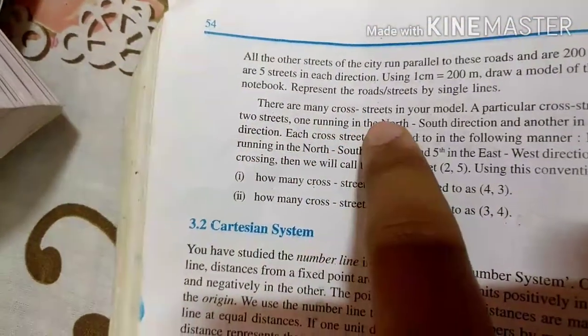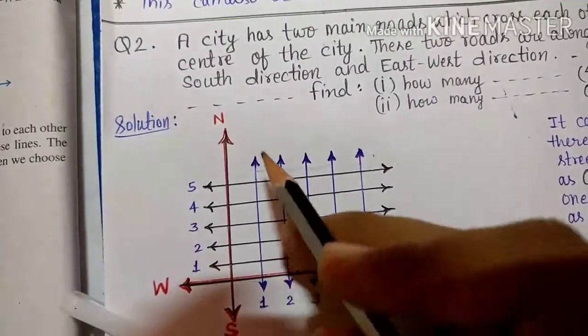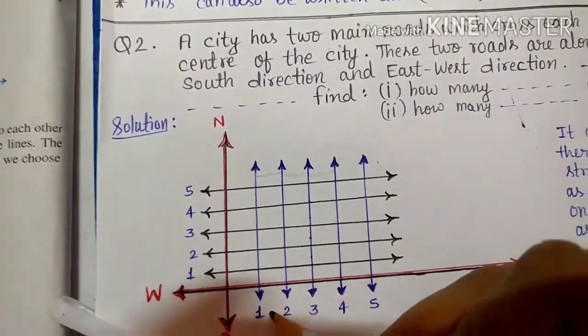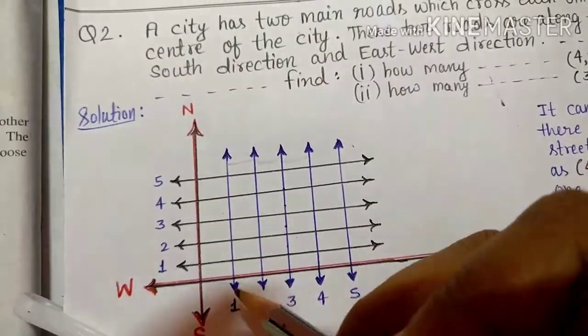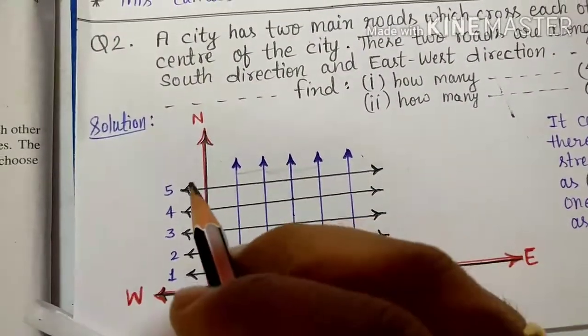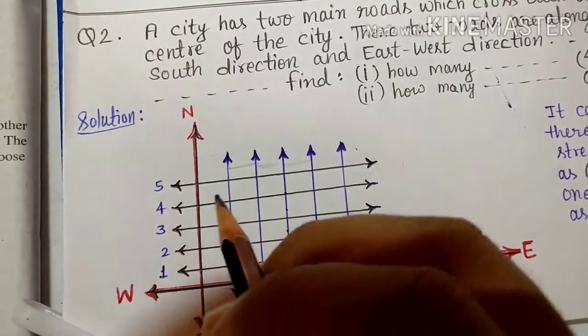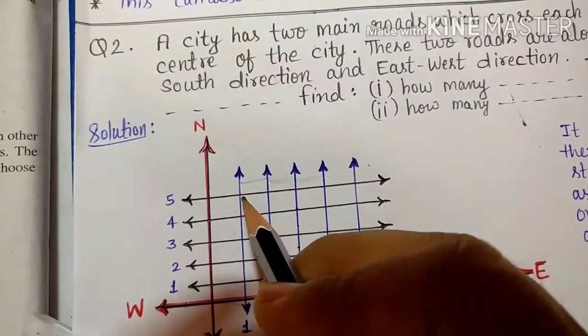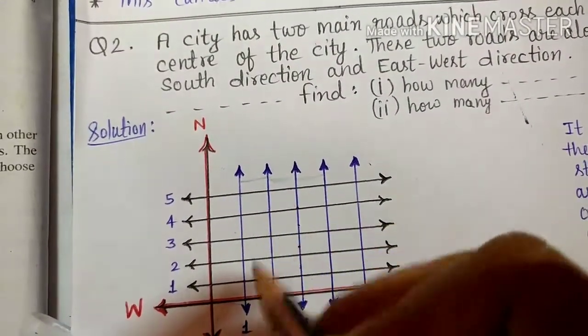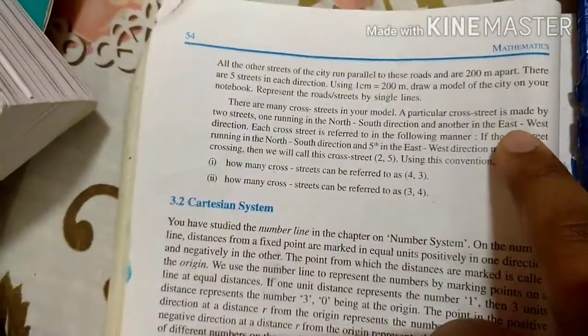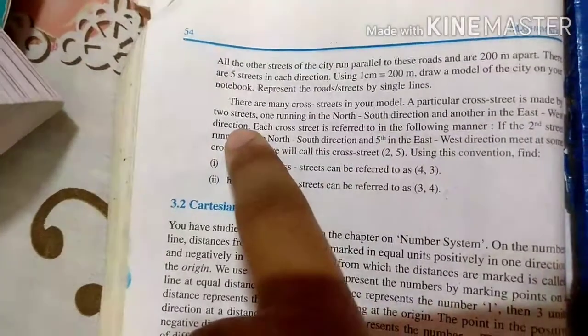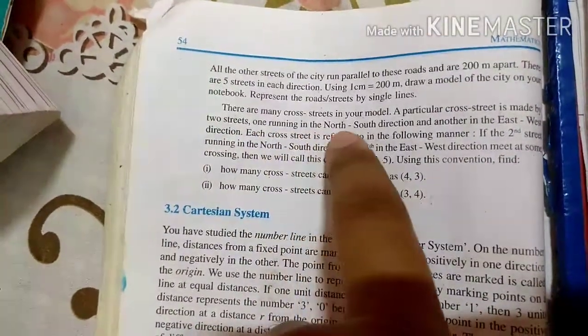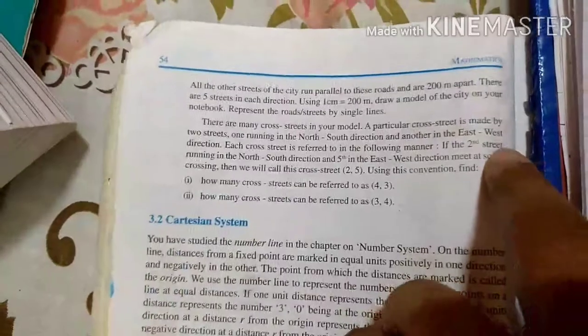Now there are many cross streets in your model. Cross streets means where two streets are crossing each other. As you can see at this one point, street 1, which is along the north south direction, and one street which is along the east west direction are crossing each other. Here also many crossing points are there. Now a particular cross street is made by two streets, of course, one running in north south as you have seen and another in east west direction.